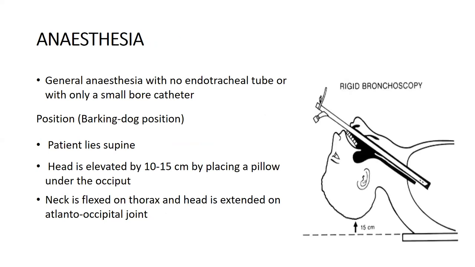While performing rigid bronchoscopy, general anesthesia should be given with no endotracheal tube or with only a small bore catheter. The patient should be in the barking dog position, that is, supine with the head elevated by 10 to 15 centimeters by placing a pillow beneath the occipital region, and the neck is flexed and the head is extended at the atlanto-occipital joint.